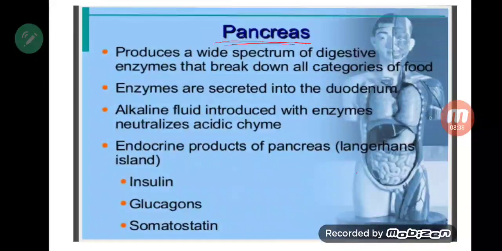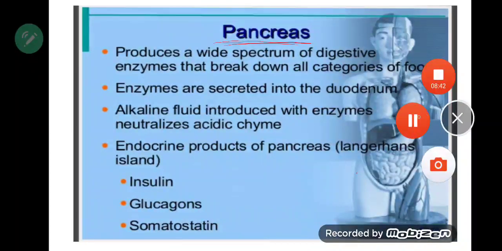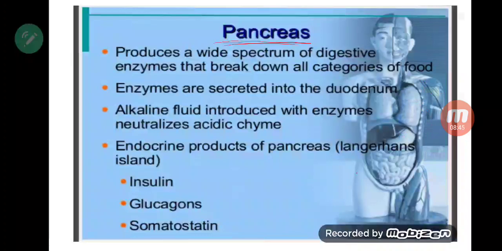Pancreas, it is not alimentary, it is an accessory GIT organ. Pancreas produces a wide spectrum of digestive enzymes that break down all categories of food. These enzymes are secreted into the duodenum. Alkaline fluid introduced with the enzymes neutralizes the acidic chyme, and the endocrine products of the pancreas are like insulin, glucagon, and somatostatin.